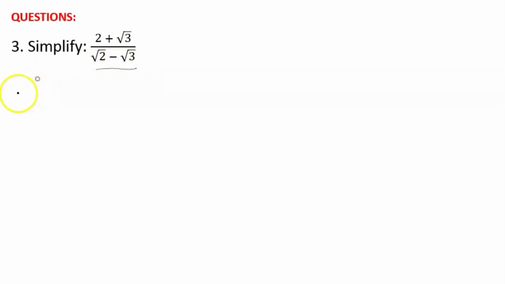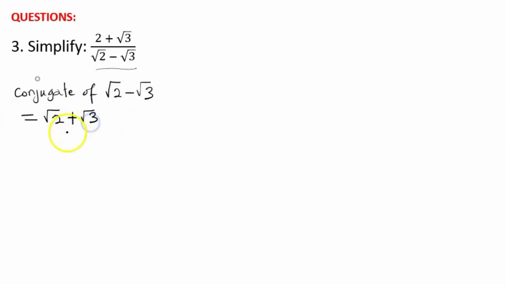All right, so what is going to be the conjugate of root 2 minus root 3? It's going to simply be equal to root 2 plus root 3. So you see, this is going to be the conjugate. I told us it's just the sign in between, then you change, and that gives you their conjugate.